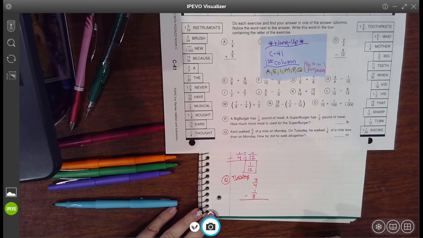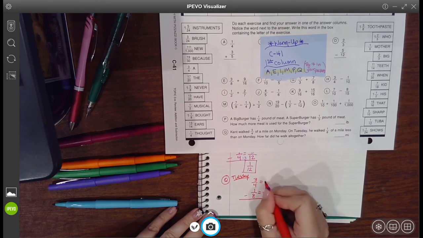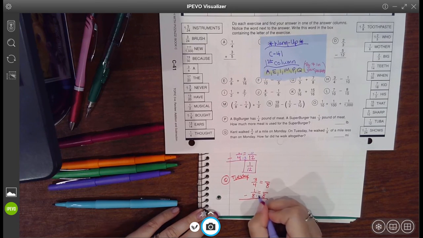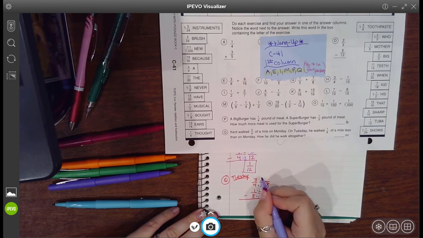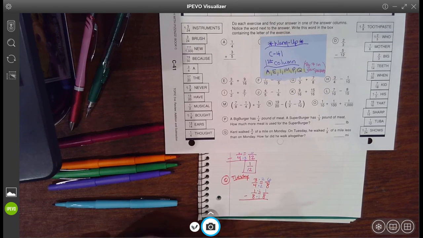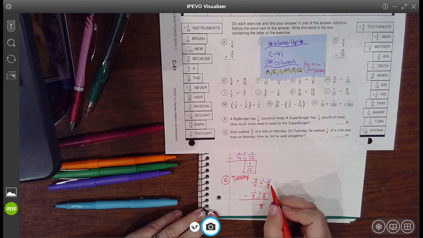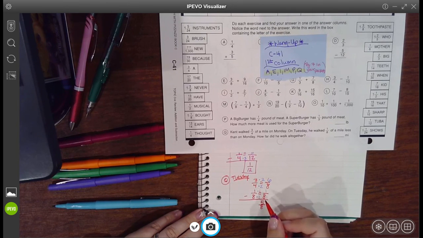So what's your common denominator of 4 and 8? 8. 8 times what is 8? 1. So 1 times 1 is 1. 4 times what is 8? 2. So 3 times 2 is 6. Now keep your denominator the same and subtract your numerator. 6 minus 1 is 5. So that means on Tuesday, he walked 5/8 of a mile.